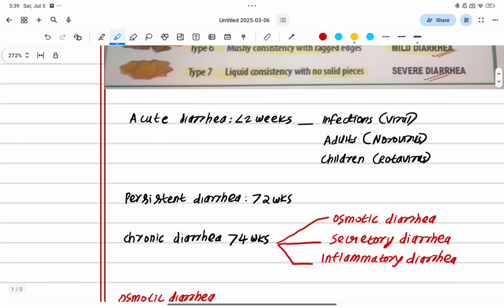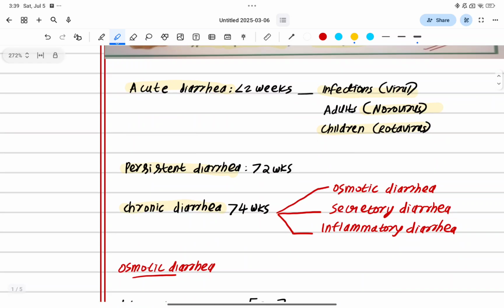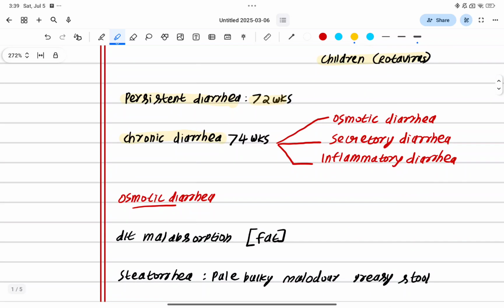Okay, now diarrhea is classified based on duration into acute diarrhea, persistent diarrhea, and chronic diarrhea. Acute diarrhea means duration less than 2 weeks, and the most common cause is infection like viral. In adults it can be due to norovirus, in children due to rotavirus. Persistent means it lasts for more than 2 weeks, and chronic, which is a serious problem, lasts for more than 4 weeks, and under this we have osmotic diarrhea, secretory diarrhea and inflammatory diarrhea.